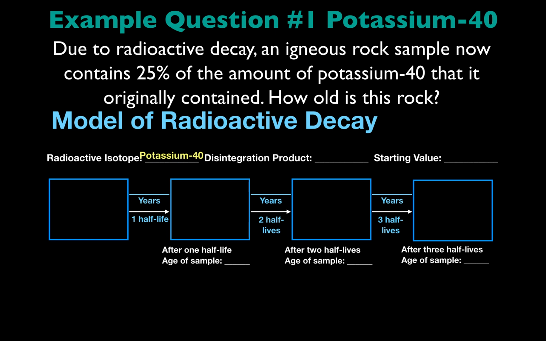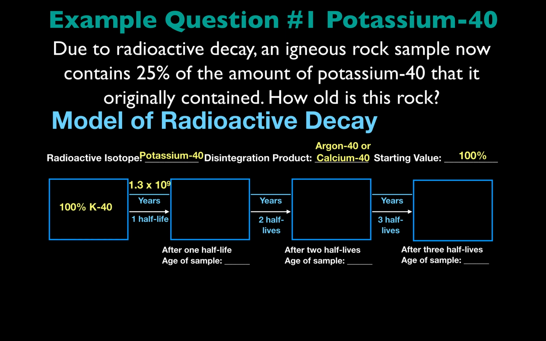The radioactive isotope is potassium-40. The disintegration products, you can put both. It's either argon-40 or calcium-40. And the starting value is 100%. Remember, when you're dealing with any question regarding percentages in your model, you're always going to start with 100%. So we have 100% potassium-40. Since the half-life of potassium-40 is 1.3 times 10 to the 9th years, that's what we're going to put in this first spot here.